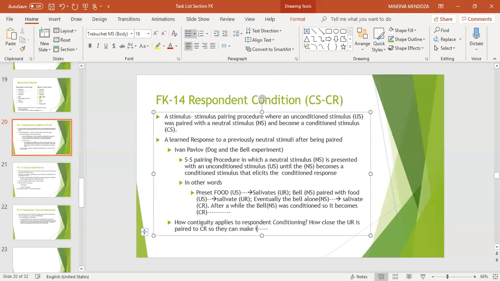To pair them together so that the tone becomes a conditioned stimulus. No, the neutral is the tone, but this is how it becomes conditioned, right? Because now there is food. Yeah, it's being paired with it. Exactly, because they were very close together in time. Oh, I see. So we want to pair the neutral stimulus with the food.